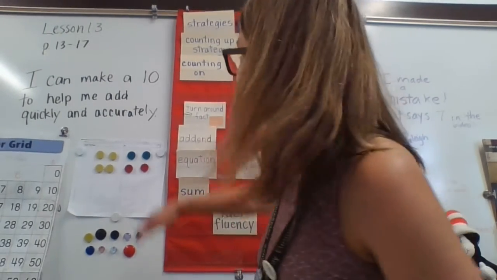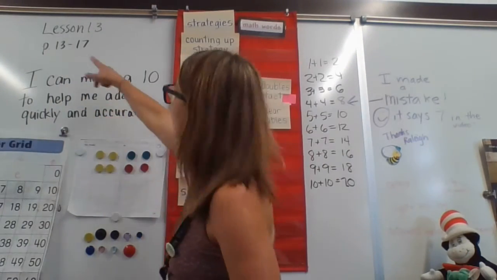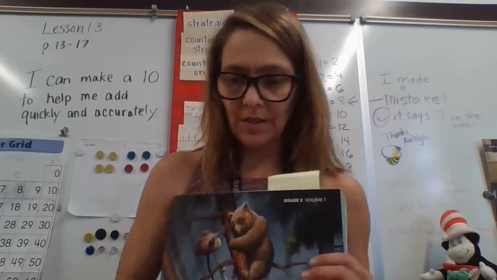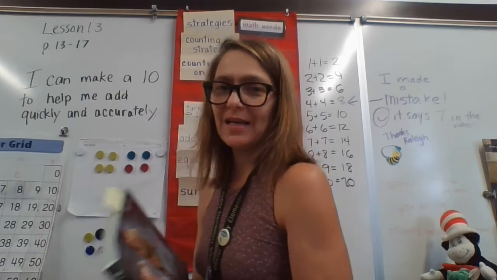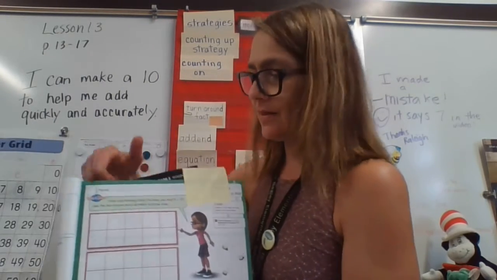So let's read the I can statement. It's up here and it's also in your book on page 13. You're going to need your workbook, a pencil, and some counters. You can find the counters in your bag. Let's read the I can statement. You can follow along in your book. It's at the top.